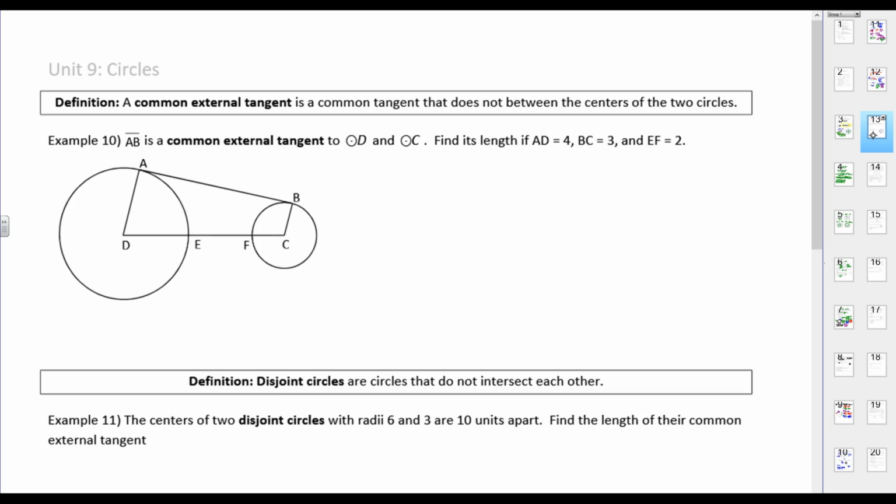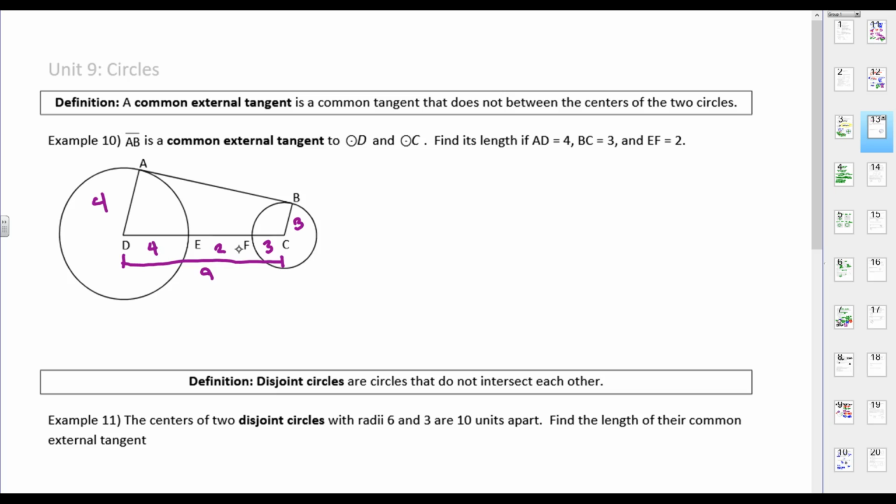All right, now here's another common external tangent, and notice it doesn't cross the center between the two circles, which means it's a common external tangent. And I want to find the length of that common external tangent. If the length of AD is 4 and the length of BC is 3 and between E and F is 2. Now I can fill in more than just what I have, because if BC is 3, then FC is also 3 because it's also a radius. And if AD is 4, then DE is also 4 because it's also a radius, which means the whole length of this piece here is in fact 4 plus 2 plus 3, which is 9.